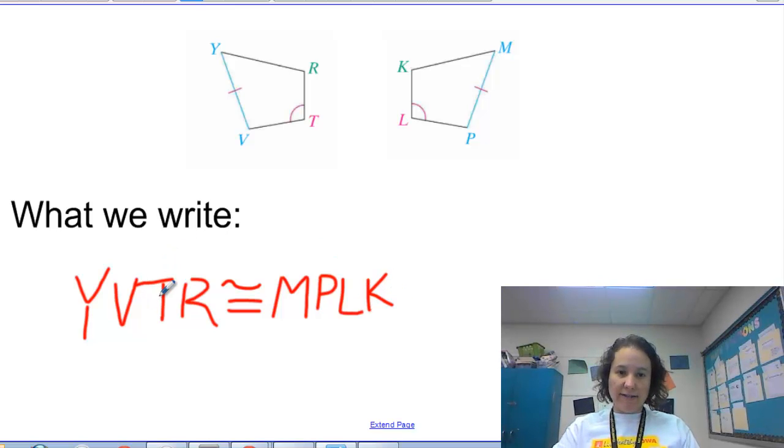And so if I look, I had T listed third here. That was the angle that was marked. And I have L third, so I can see that I've done these all in the same order so that the corresponding vertices are matched up with each other.